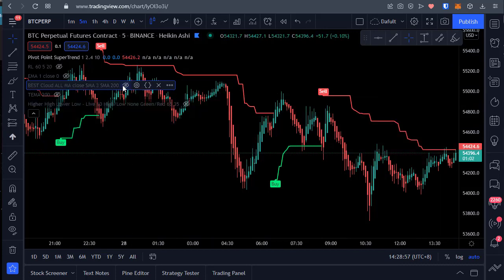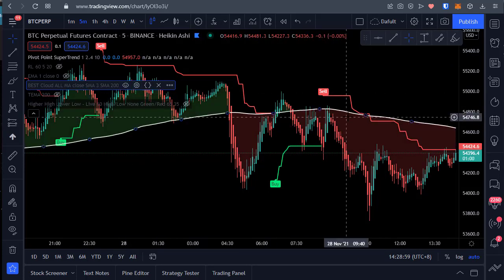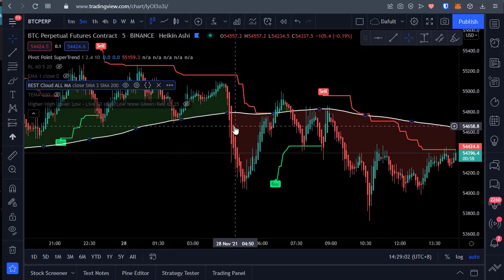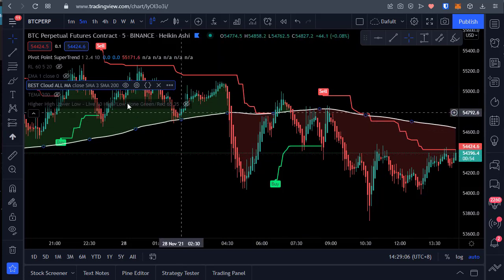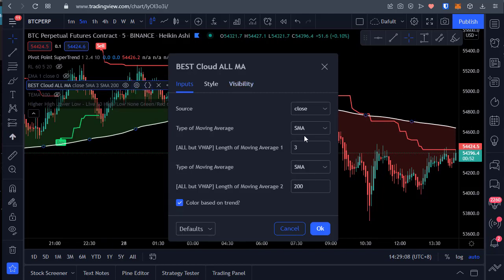Why do I say this is the best? Because it highlights very clearly where the downtrend is and where the uptrend is. Uptrend is in green, downtrend is in red. It's very obvious. The settings for mine are set at 3 and 200. You can screenshot this for the settings. So for Best Cloud, I put SMA for both. Some people prefer to use EMA. You can adjust which one you prefer, but I personally prefer SMA.